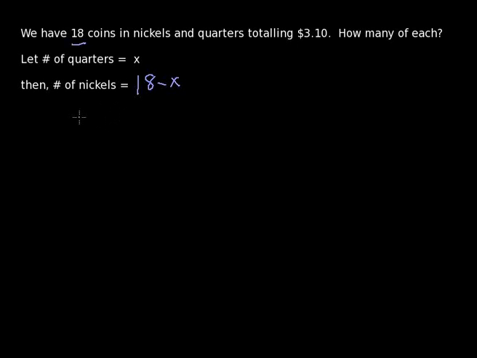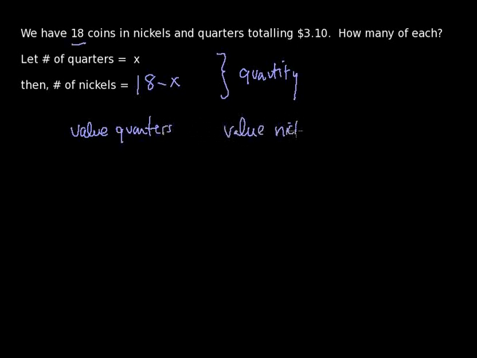We have to figure out the quantity of each. All right, so this is quantity. Once we determine quantity, now we have to determine value. And it basically boils down to the value of quarters and the value of nickels. Starting with quarters, if you have x quarters, 10 in our original example, and you multiply that by 25 cents each, the total value in quarters turns out to be 25 times x.